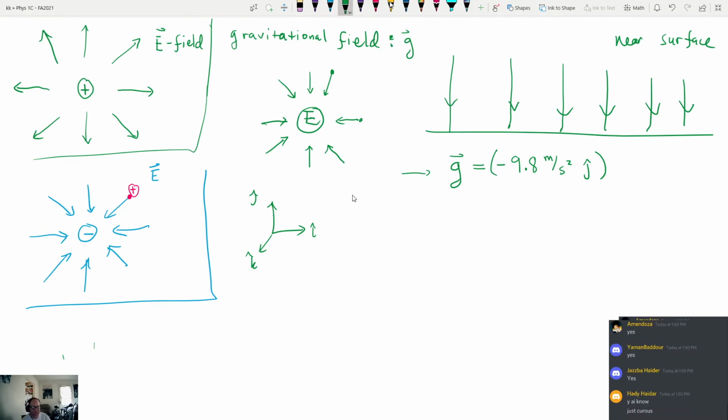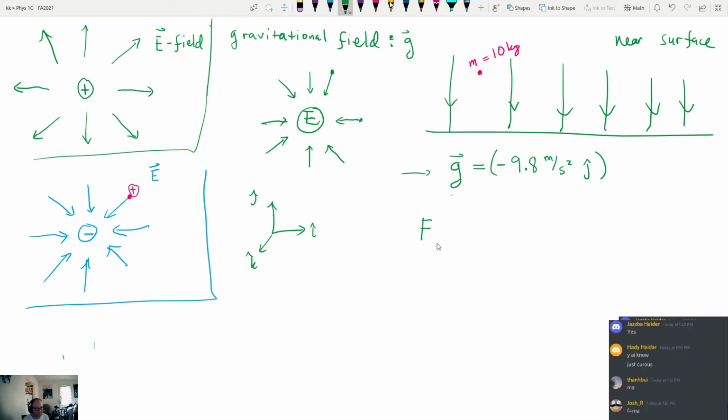Now, what do we use fields for? We're going to use a field to find a force, okay, right? So we can basically take the field and we can find a force. And how do we do this? How do I find the force placed on an object? Like, let's say I place a mass right here and I tell you that the mass has a mass of 10 kilograms. How do I find, from the gravitational field, how do I define the force? What equation can I use?